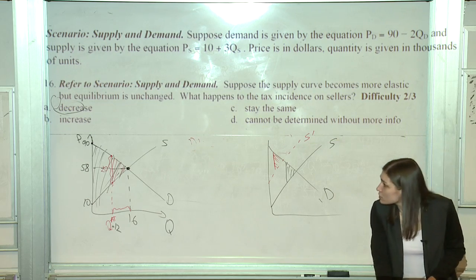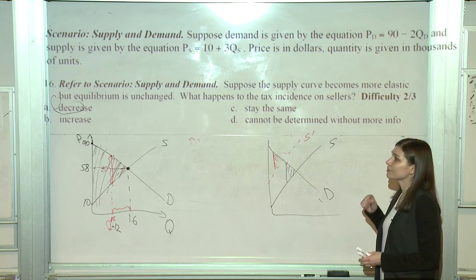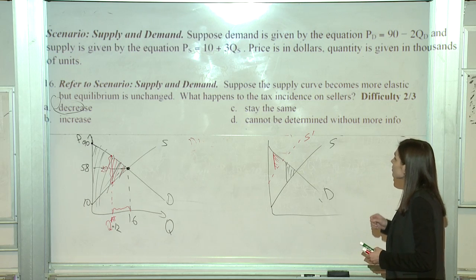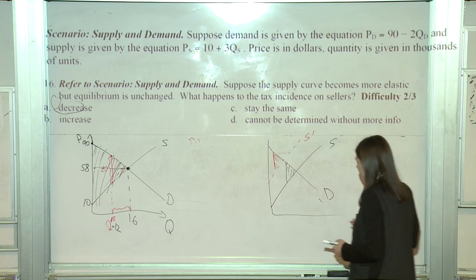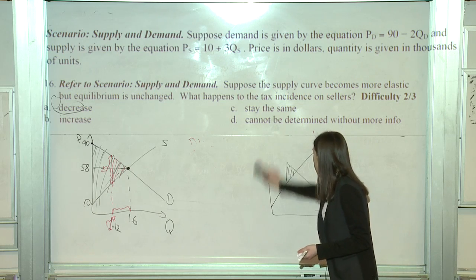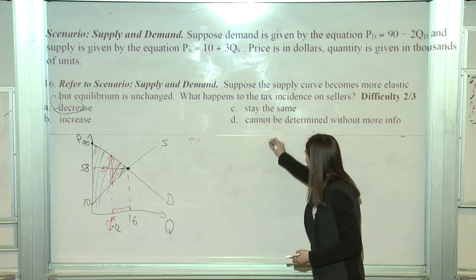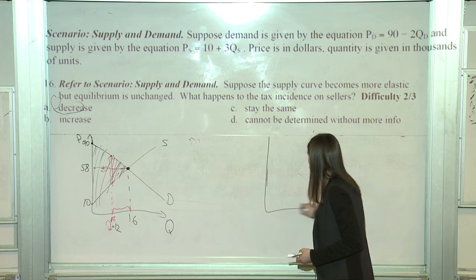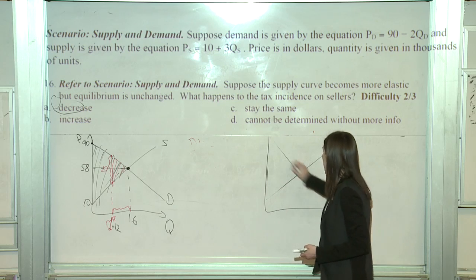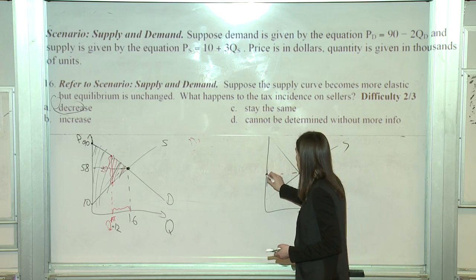Okay, now suppose the supply curve becomes more elastic, but equilibrium is unchanged. What happens to the tax incidence on sellers? So again, this would be a general rule, so it helps to have a picture. And then we'll see. So originally, we just draw it. Doesn't really matter what we do. So this is the supply, this is the demand. This is the original case.